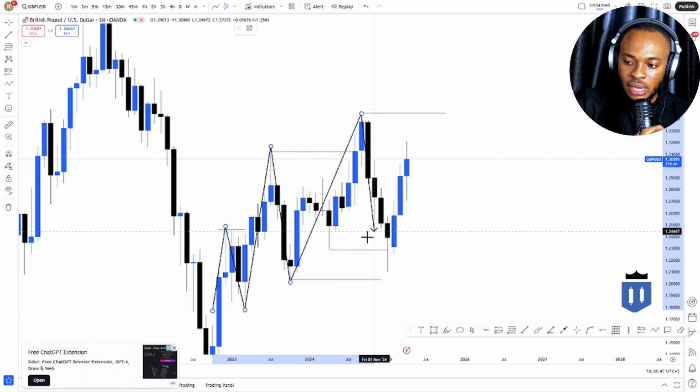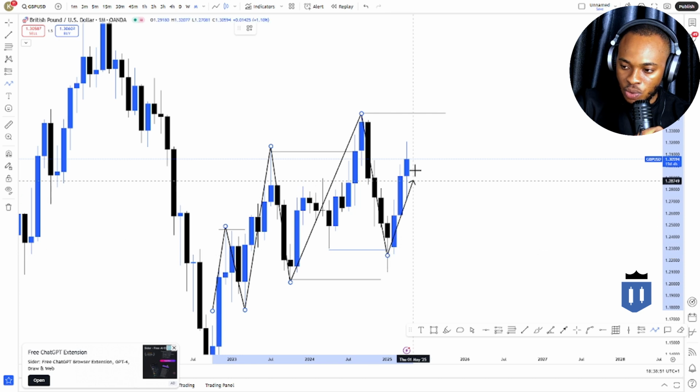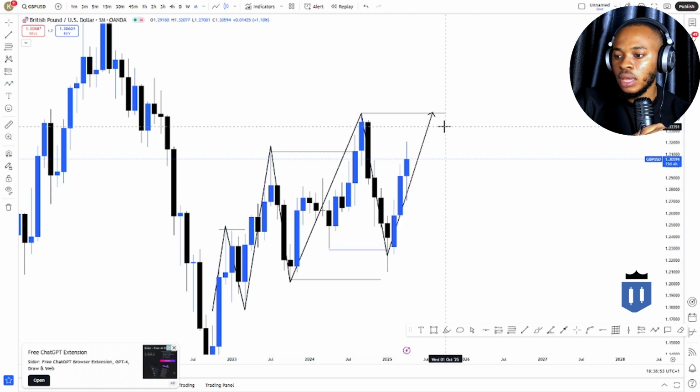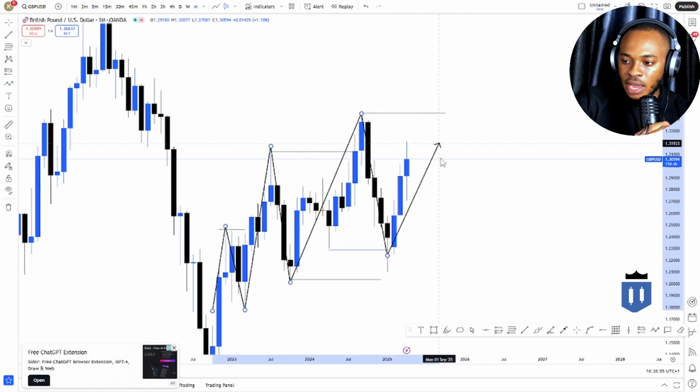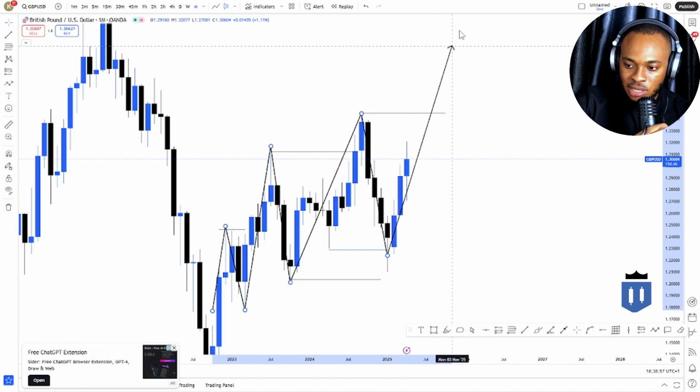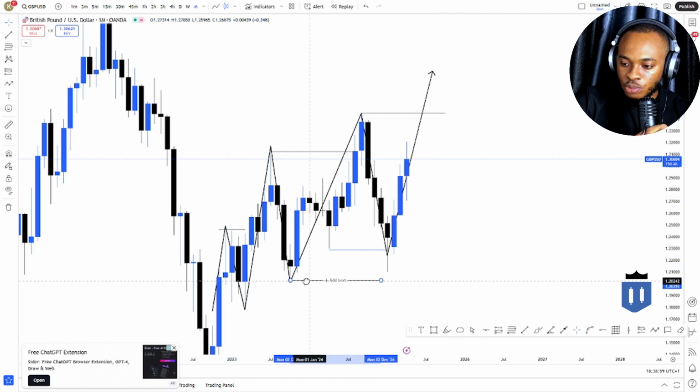Now this is a POI, and this is where if price takes out this and gives you lower time frame confirmations, you know that we are headed up. Okay, so GBP USD is very clear, and we are heading up to this level. And you see here is protected, is left.